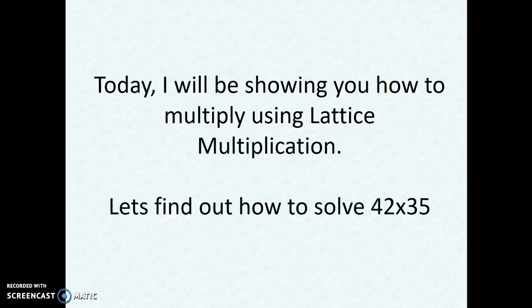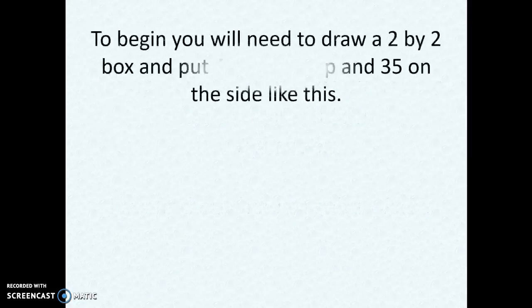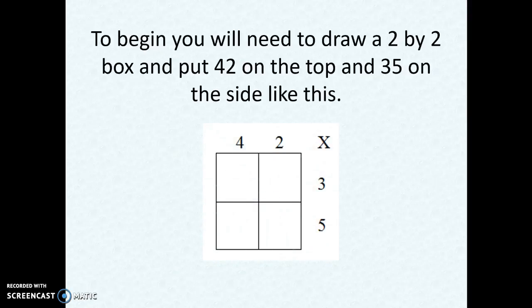So today I'm just going to show you how you would multiply using lattice multiplication. As an example, trying to find out and solve 42 times 35. To start with this, you just draw a box. It's a 2x2 box for this one, and you would put 42 on the top and 35 on the right side. So it should look something like this. You've got your boxes, 42 and 35. So there's your 2x2 box as well.